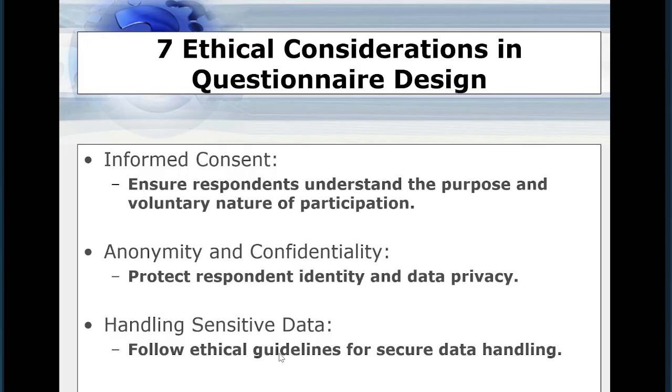Anonymity and confidentiality are also paramount, especially with sensitive topics, to ensure respondents feel secure in sharing honest answers. Handling sensitive data requires adherence to data protection standards, including secure storage and limited access. In a survey on consumer behavior, respecting respondents' privacy encourages trust, leading to more accurate and candid responses.